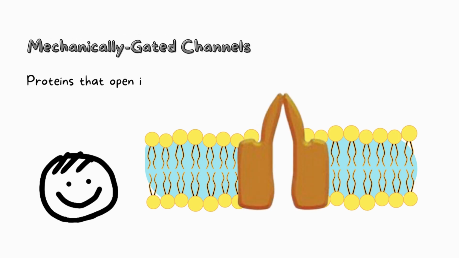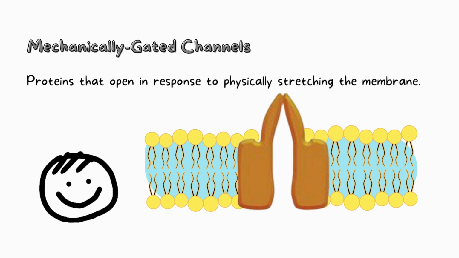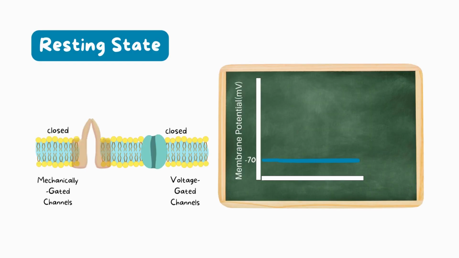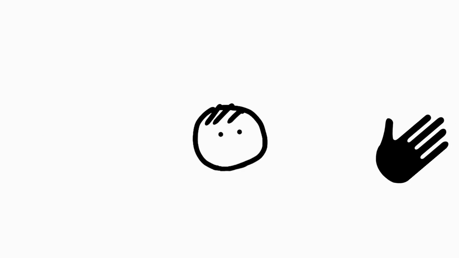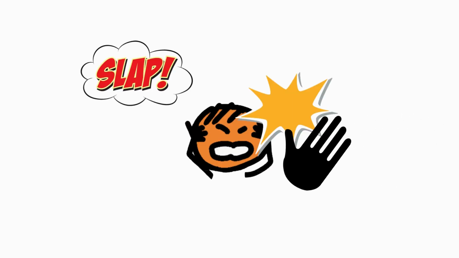Mechanically gated channels are a bit different. They are proteins that will open up only in response to physical stretching of the membrane. And this is its resting state. Everything's at negative 70 millivolts. Everything's closed. But then, let's say, for example, someone gives you a good slap and you get really annoyed.